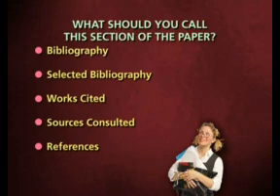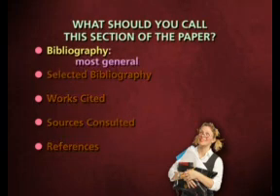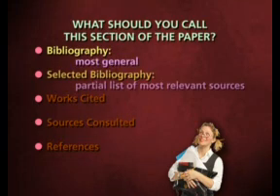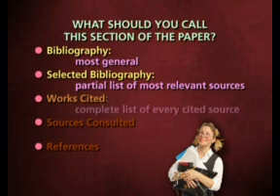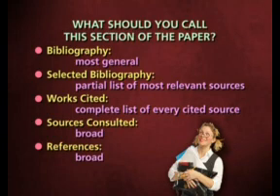As you can see, each of these titles has a slightly different meaning. Bibliography is most general. Selected bibliography suggests that the list of works that you're including isn't all-inclusive, but contains only those books and articles that you found most relevant and useful. Works cited implies that your list will include every work for which you had a footnote and no others. And sources consulted and references, like bibliography, are quite broad. So choose the title that suits you best.